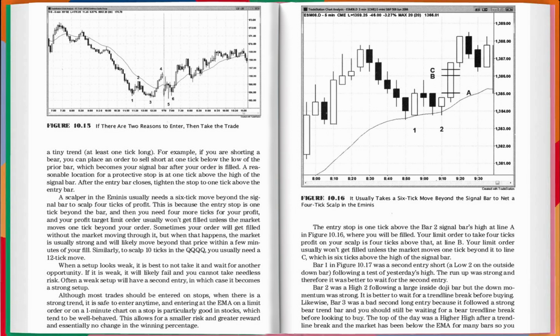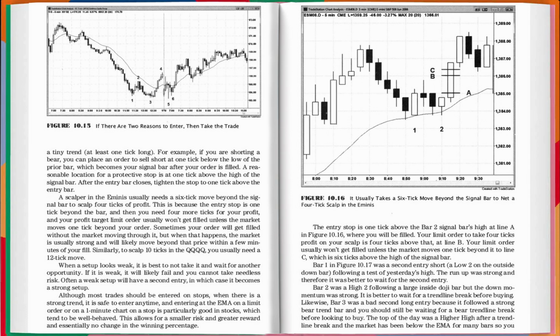A scalper in the E-minis usually needs a 6-tick move beyond the signal bar to scalp 4 ticks of profit. This is because the entry stop is 1 tick beyond the bar, and then you need 4 more ticks for your profit, and your profit target limit order usually won't get filled unless the market moves 1 tick beyond your order. Sometimes your order will get filled without the market moving through it, but when that happens, the market is usually strong and will likely move beyond that price within a few minutes of your fill. Similarly, to scalp 10 ticks in the QQQQ, you usually need a 12-tick move.